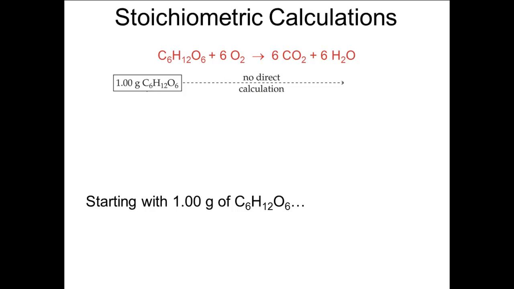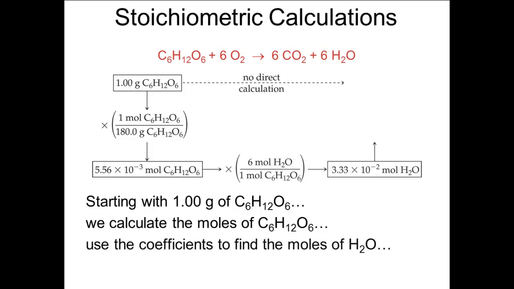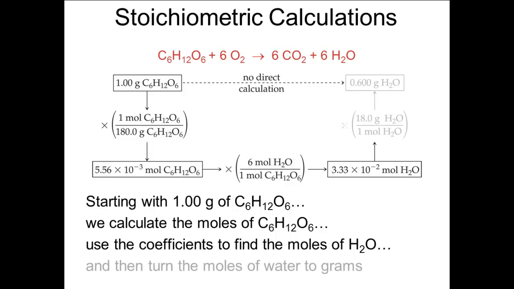If we start with 1.00 grams of C6H12O6, glucose, we calculate the moles of glucose, use the coefficients to find the moles of water, and then turn the moles of water to grams.